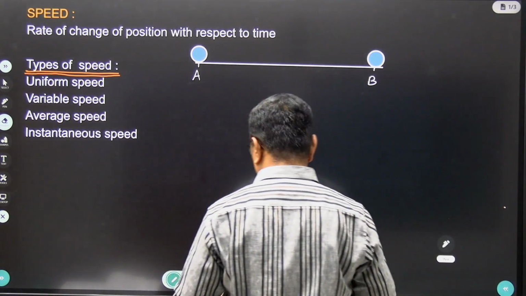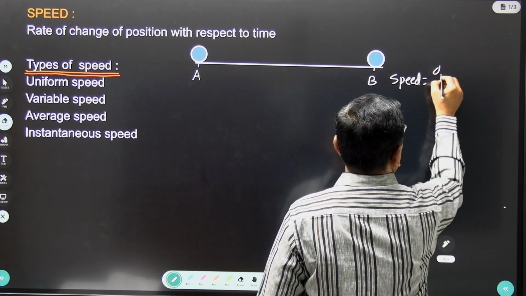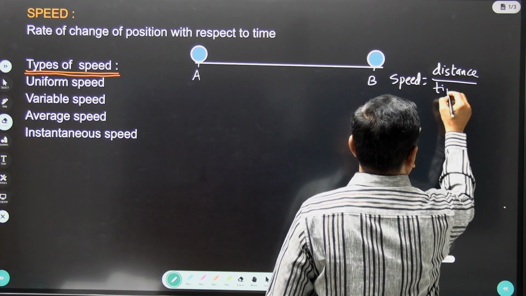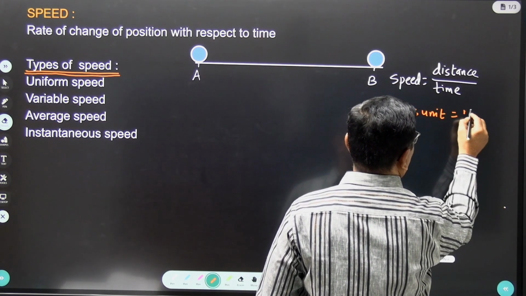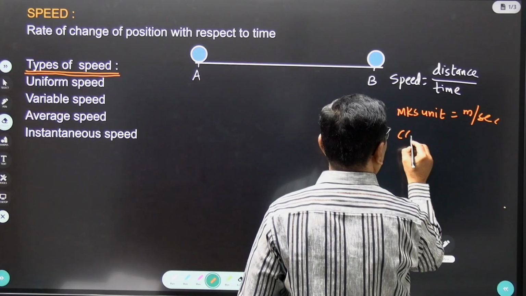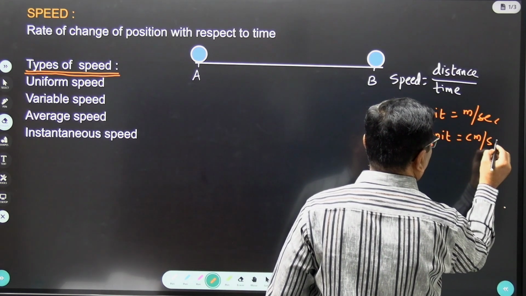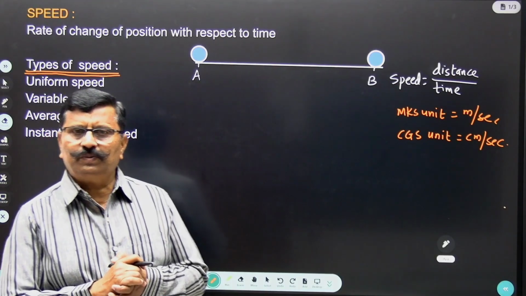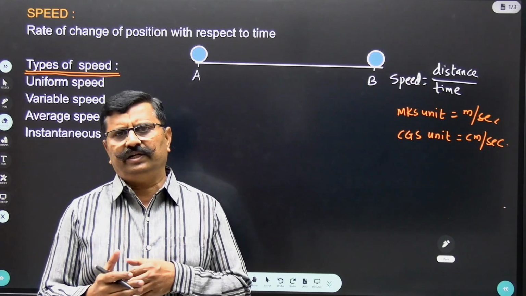The simple formula for speed is distance upon time. The MKS unit of speed is meter per second, while the CGS unit is centimeter per second. Now we have four types of speeds: uniform speed, variable speed, average speed, and instantaneous speed.